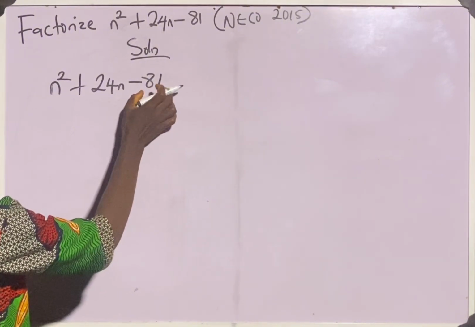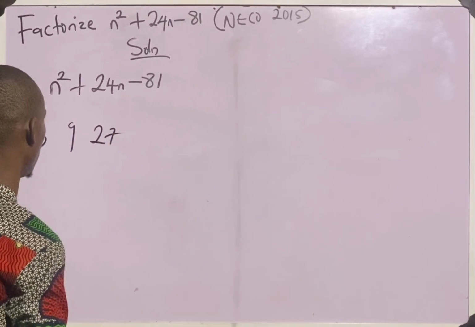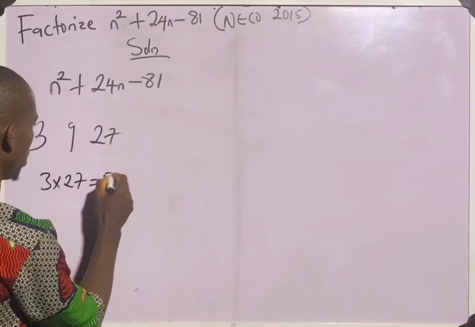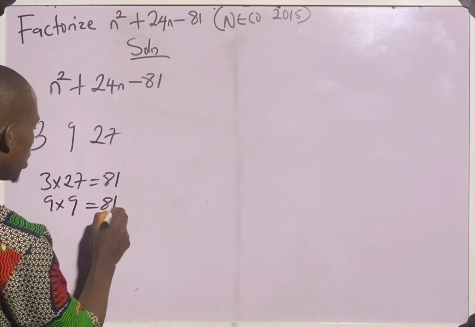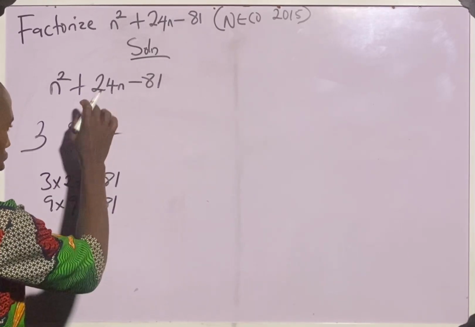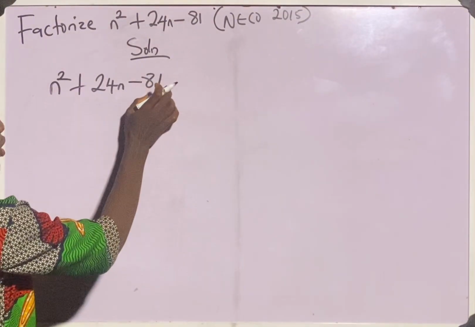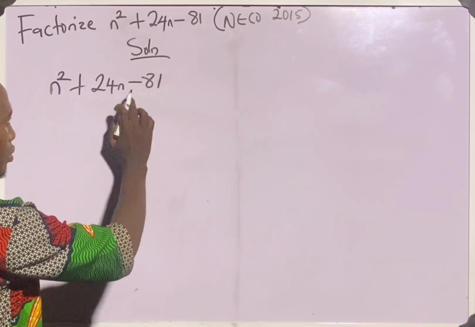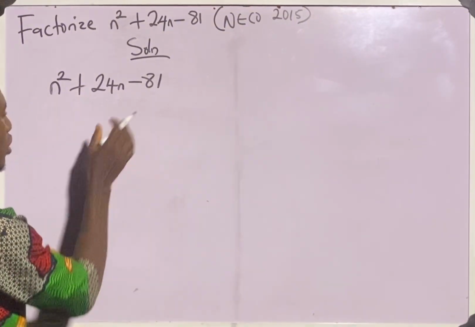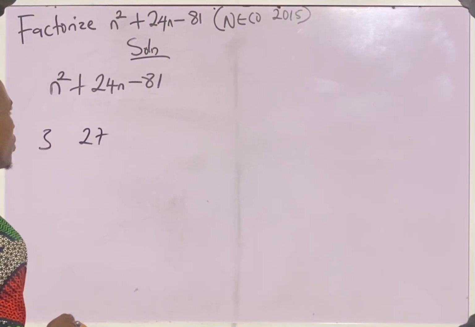Let's look for the factors of 81, which are 3, 9, and 27. Because 3 times 27 is equal to 81, and 9 times 9 is equal to 81. But if you look at our question very well, we need to manipulate these two numbers to get 24. 9 and 9 cannot give us 24. So let's go with these two numbers, 3 and 27. So how can we manipulate 3 and 27 to give us plus 24?